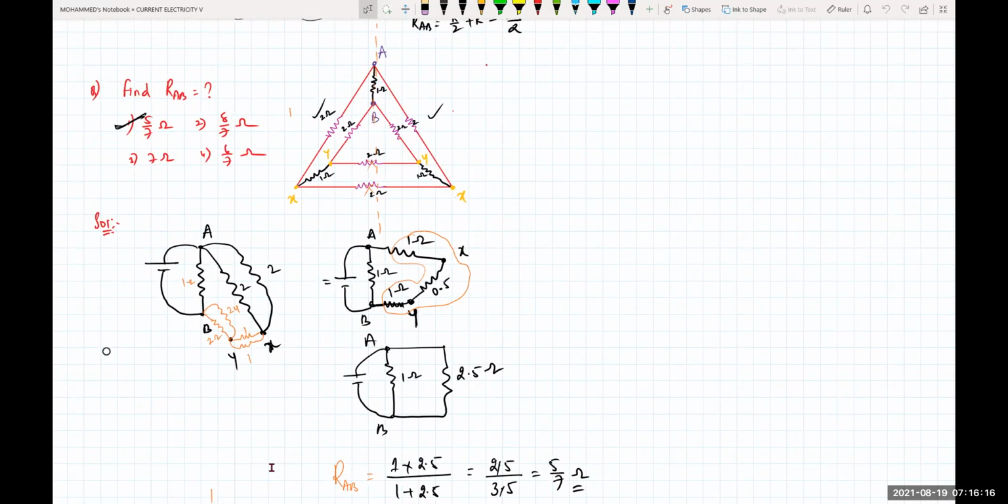Sir, even 1 ohm will get cancelled, no, sir? Which 1 ohm meter? This 1 ohm I have taken here. Between A and B, 1 ohm. Between X and Y, there is 1 ohm. And between this Y and X, also 1 ohm. Only the perpendicular ones will get cancelled, sir.